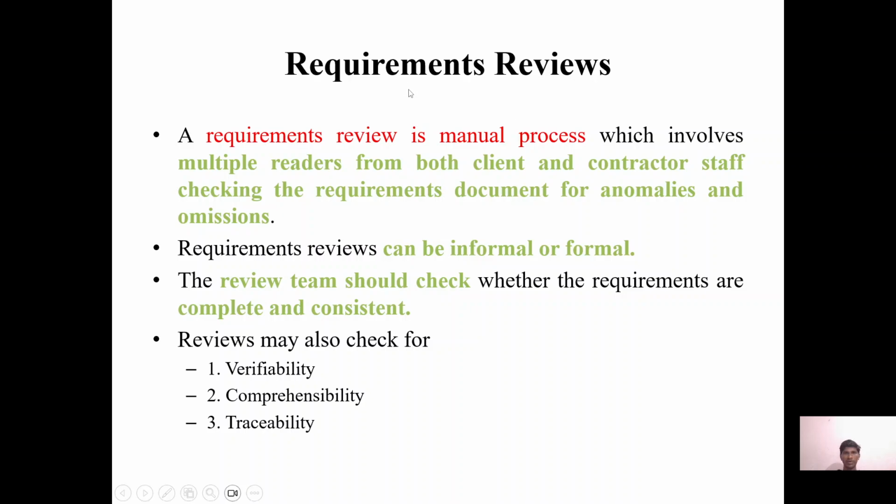So next is requirement reviews. A review is a manual process where the client and the contractor sit and discuss the document, the anomalies and the omissions that occur in the requirement engineering process. The review team will sit and check whether the requirements are complete and consistent. The reviews include verification, comprehensibility and traceability.